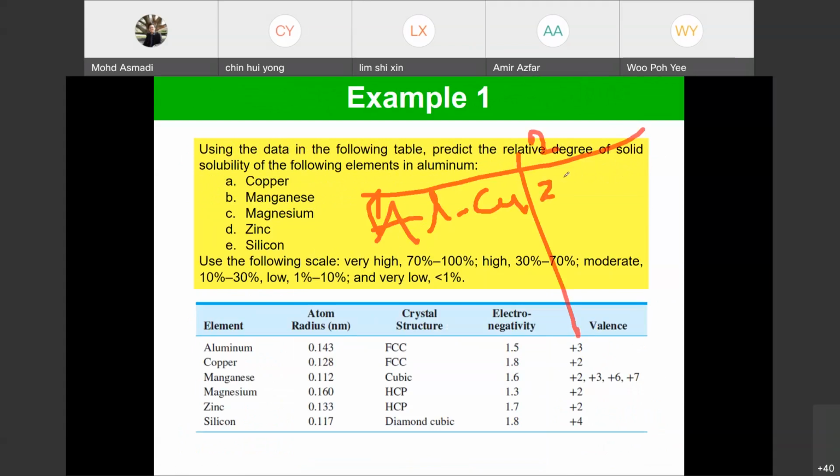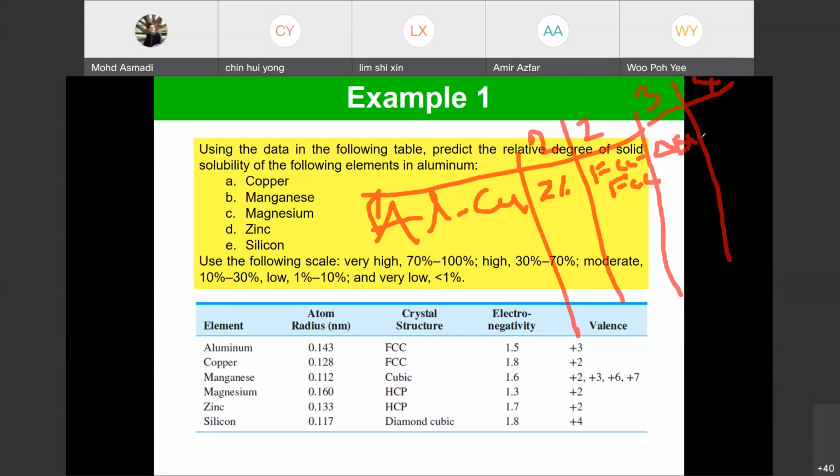Rule number one is 2%. And then rule number two, what is it? Crystal structure, FCC, FCC. This one is aluminium, I have an answer for the copper only. Number three is electronegativity, maybe zero, ΔEN equal to zero. And then number four is valence, plus two or plus one, plus two. So this one at the end, you can write here.